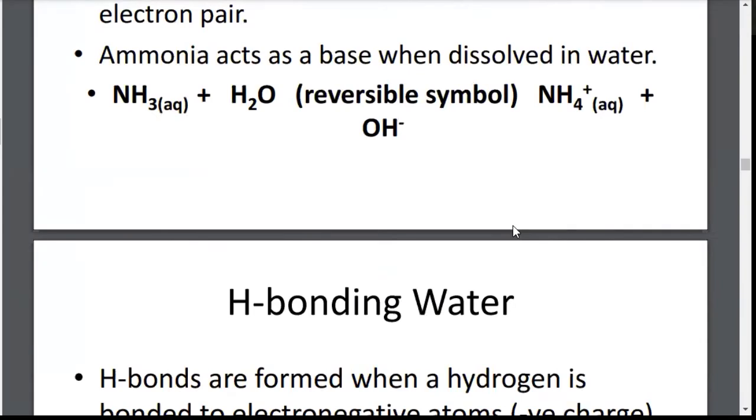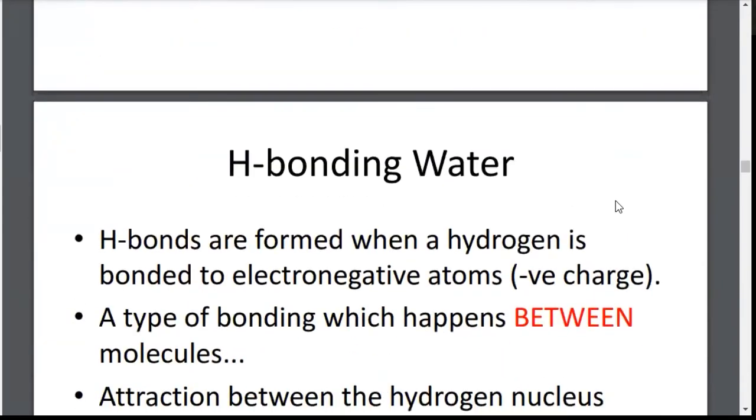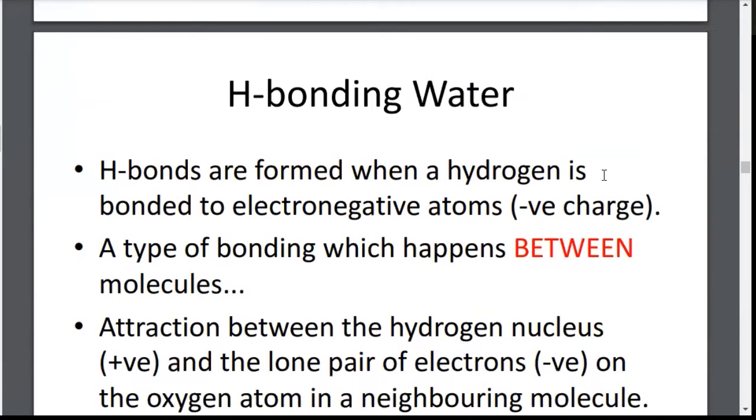Okay, so hydrogen bonding in water. Hydrogen bonds are formed when a hydrogen atom is bonded to electronegative atoms. Those are ones that have got a negative charge. So it's a type of bonding which happens between molecules, not inside molecules, but between them.